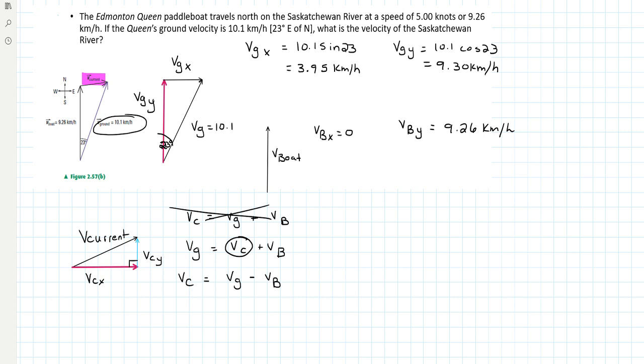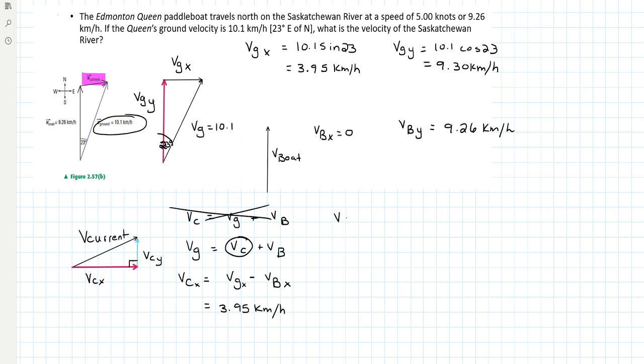You can kind of see I did a little hop, skip, and a step and moved some things around a little bit faster. If that's not comfortable for you, pause the video and make sure that you understand how those variables moved around. This is all going to be our x direction to start. So that will give us just our 3.95 kilometers per hour because VBX is equal to 0.